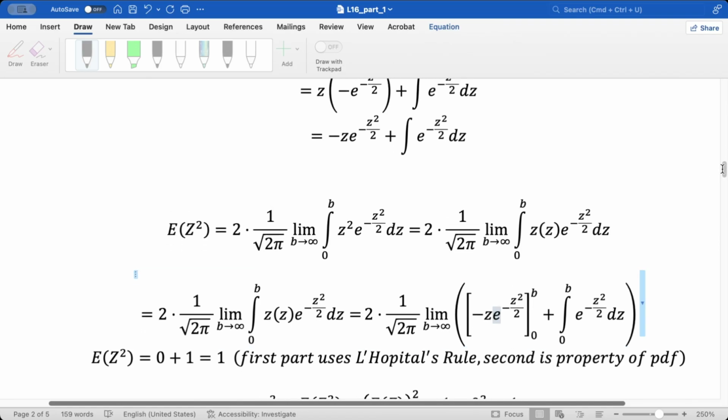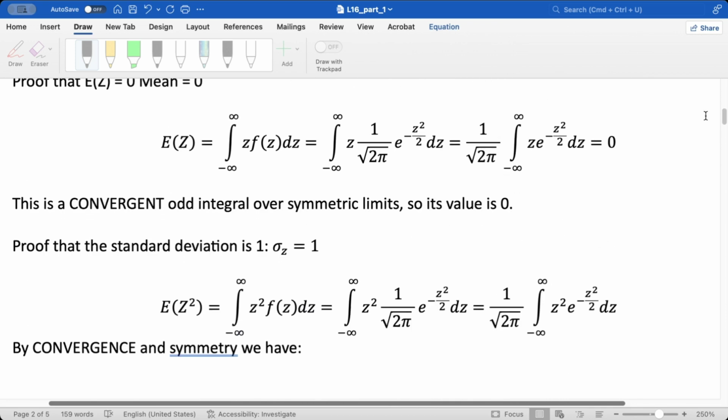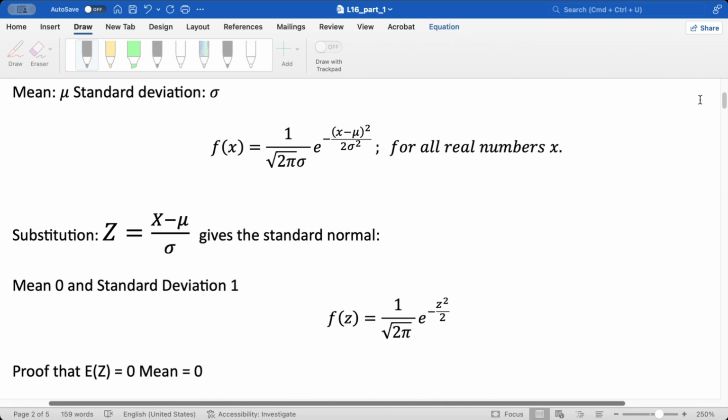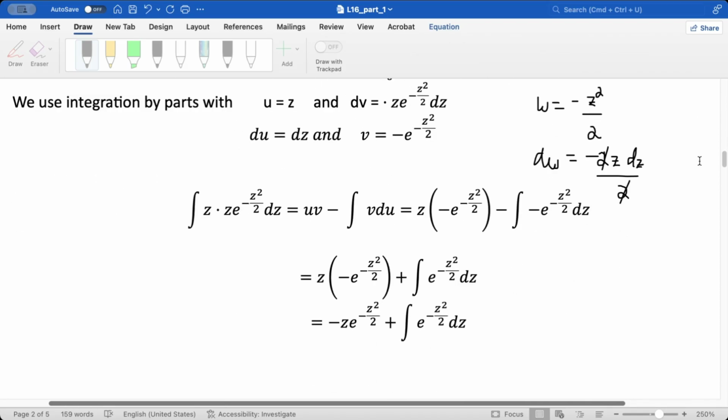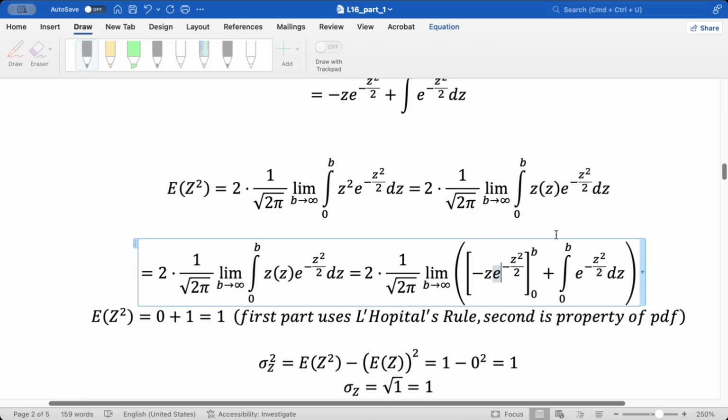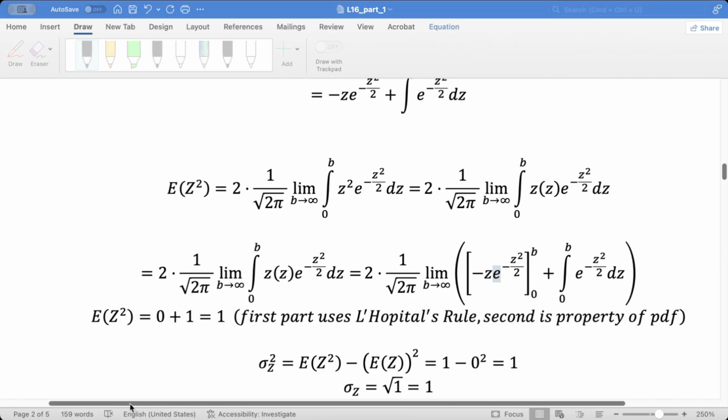So L'Hopital's rule, and then the density function rule here to get this second portion here.